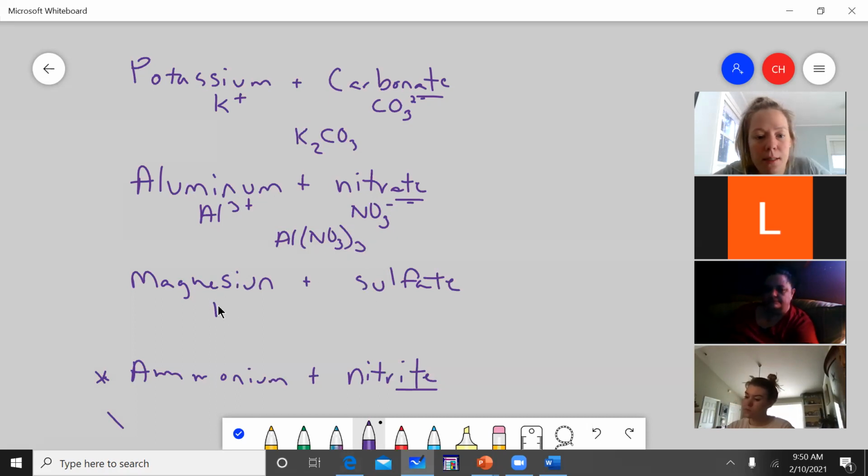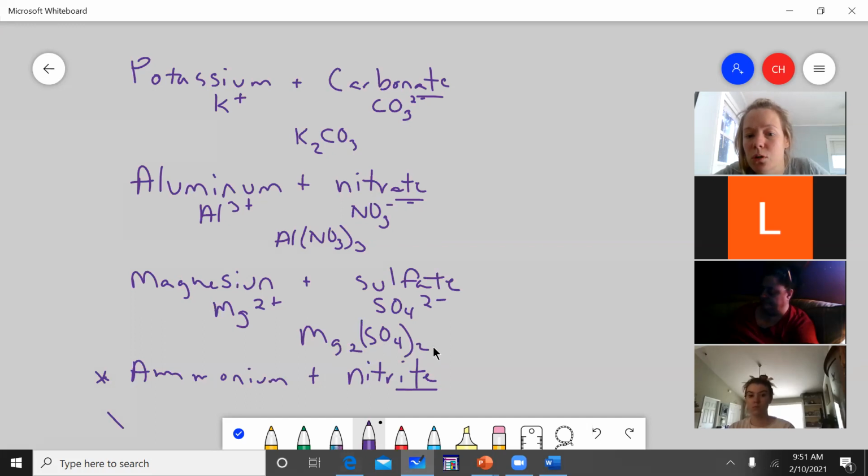Magnesium sulfate. Magnesium is Mg with a 2+ because it's in column 2. Sulfate, SO4, 2-. The more you use these, the more you're going to get comfortable with them. So we're going to flip-flop charges, 2 and 2. So it would be Mg2SO4, 2. Now, because we're dealing with something that's ionic, we want to reduce. So the 2 and the 2 are going to disappear because we're going to divide each one by 2. And that will lead us to MgSO4.